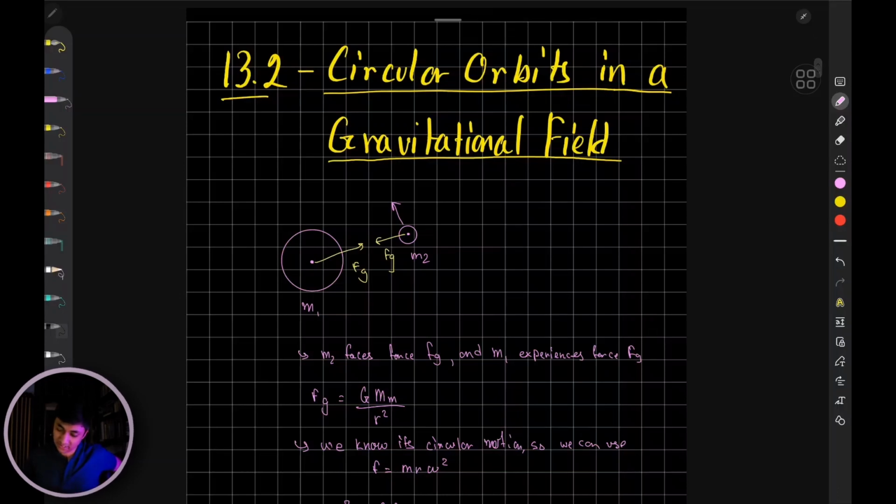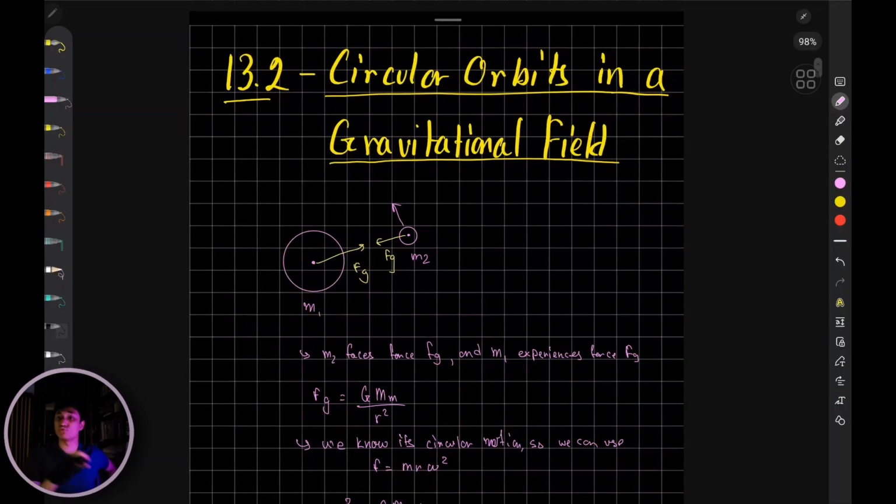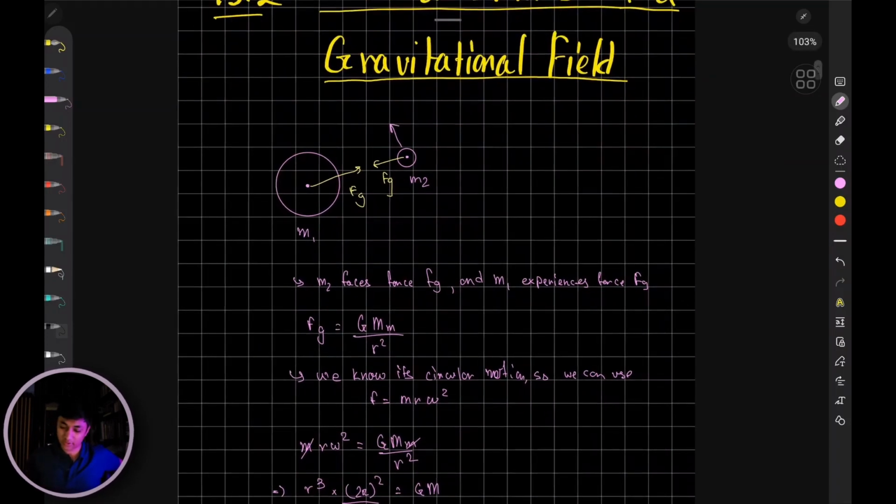So what's happening in our case is we have a moon orbiting around the Earth. Now, this force that is between both masses is going to contribute towards their centripetal force, that is, the force perpendicular to the mass's velocity. Therefore, the gravitational force is actually providing the centripetal force.